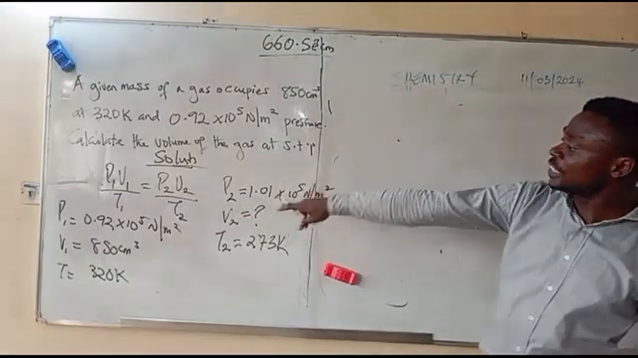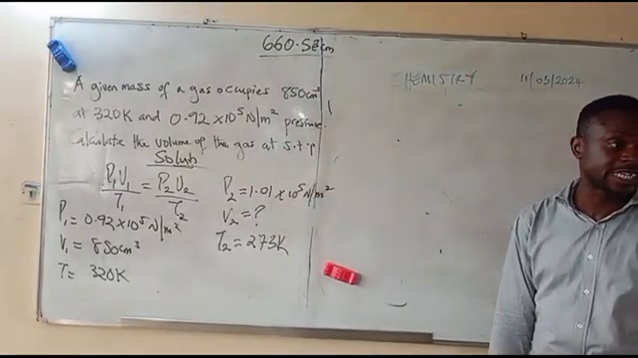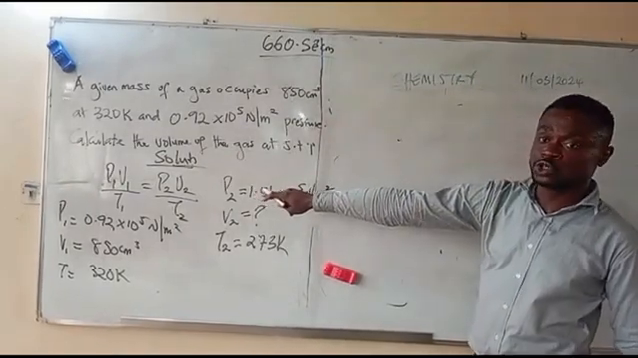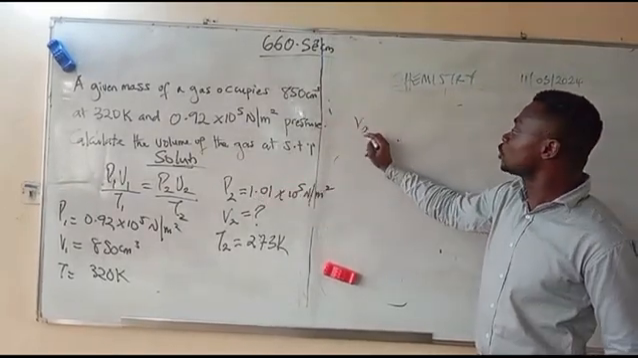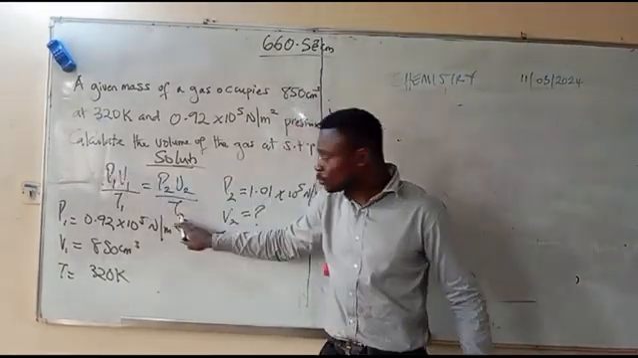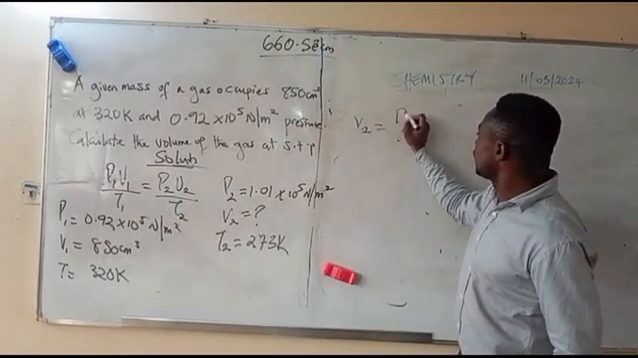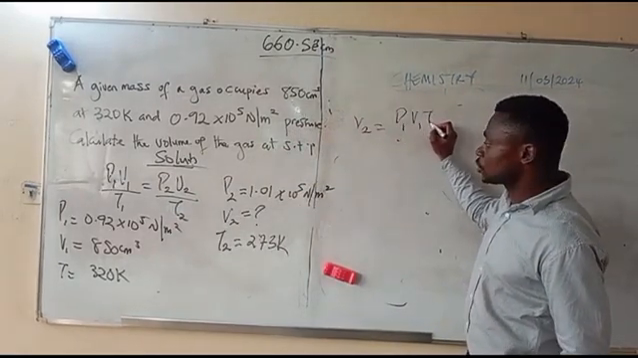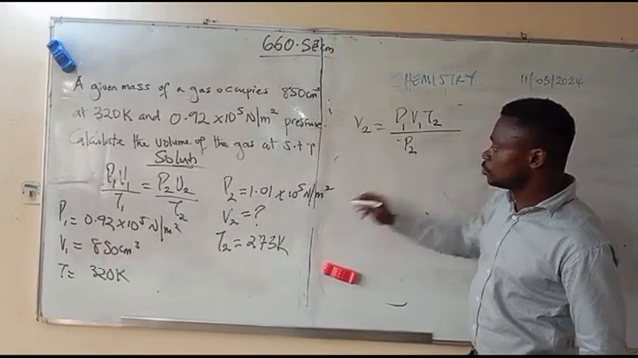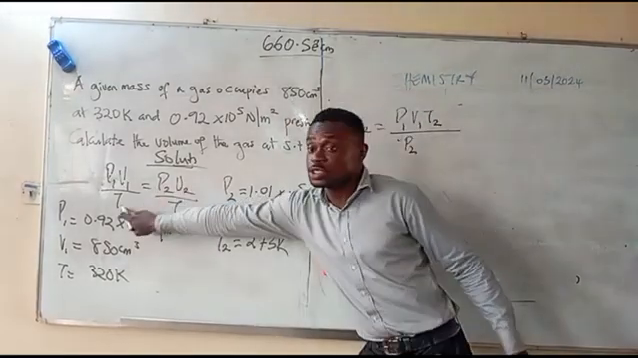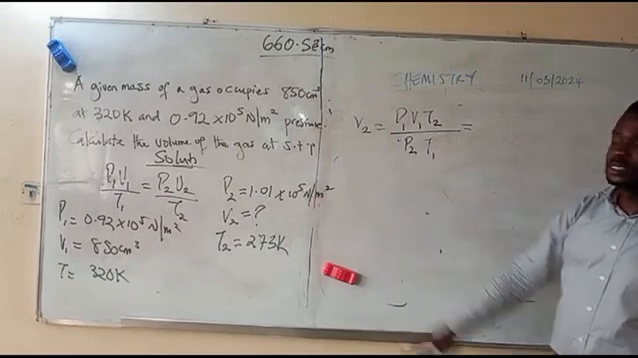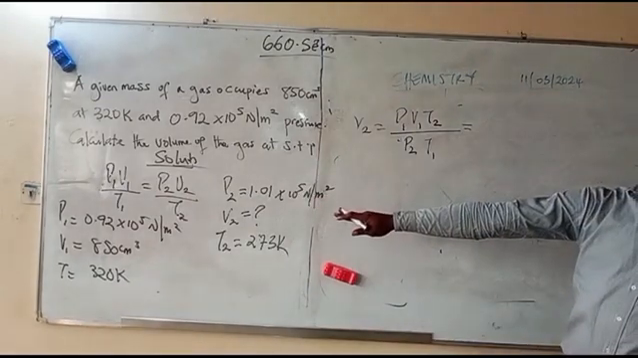We are looking for V2, so in this general gas equation, we make V2 the subject of the formula. So we go back to the equation. V2 is equal to P1 V1 T2, all over P2 T1. And from the values listed, we'll start substituting these values for each of these.